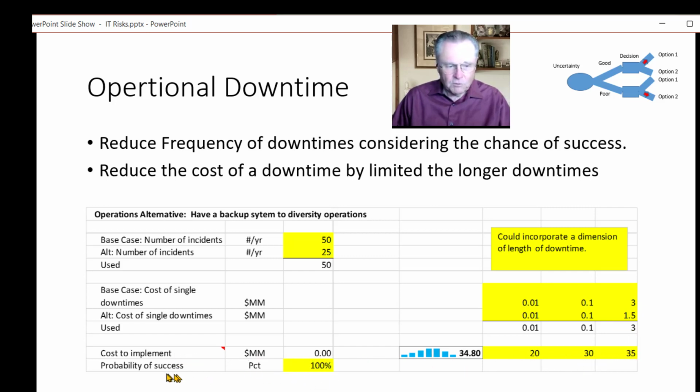But now also notice we put in here a probability of success. If I implemented this and incurred this cost, what's the chance that I'd actually achieve this reduction in the number of incidences? So you can incorporate that aspect into your analysis as well.